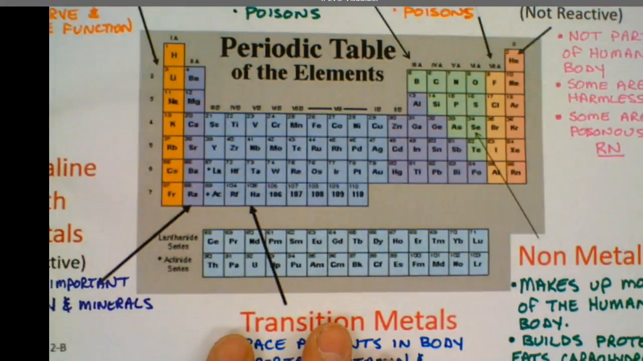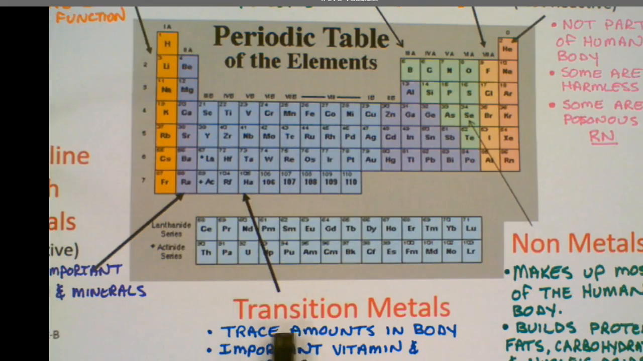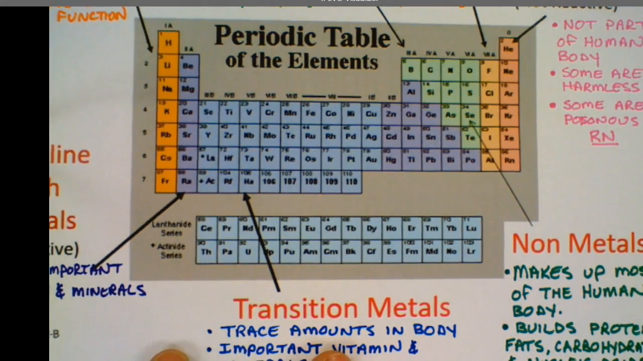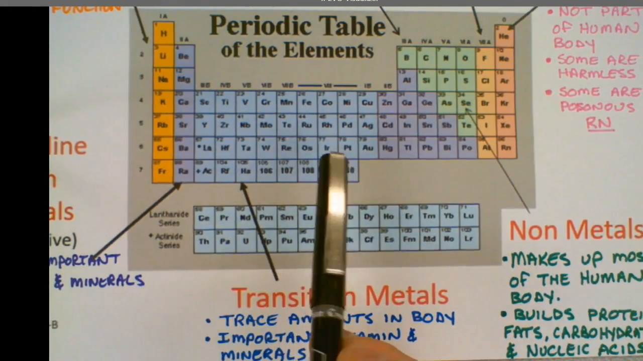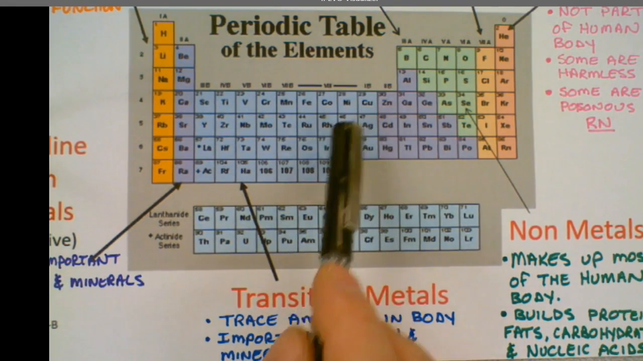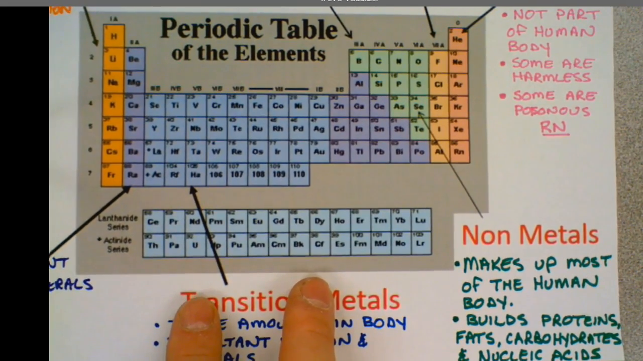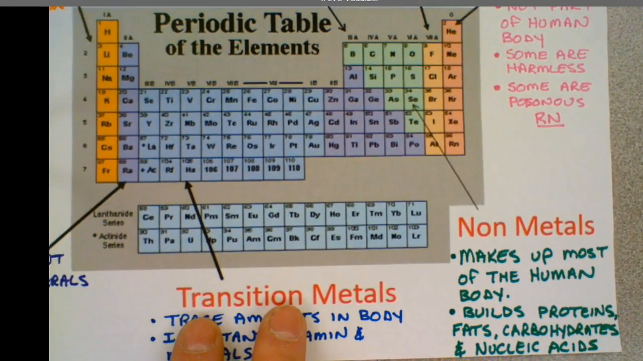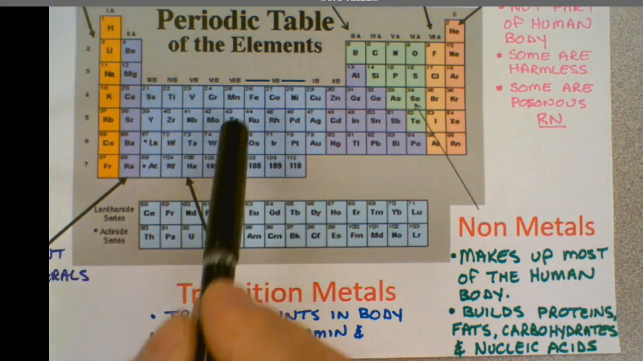The middle of the periodic table, this kind of lighter blue area right in here, these metals are called transition metals. And transition metals are found in trace amounts in our bodies, and they also provide some important vitamins and minerals. So when we look at this, elements like iron and manganese, copper, when you take a multivitamin, you are taking small amounts of these transition elements because they are important for vitamins and minerals to keep our body functioning properly. Our cells need a certain amount of vitamins and minerals to perform their normal functions and keep in homeostasis. So these transition metals are going to provide that.